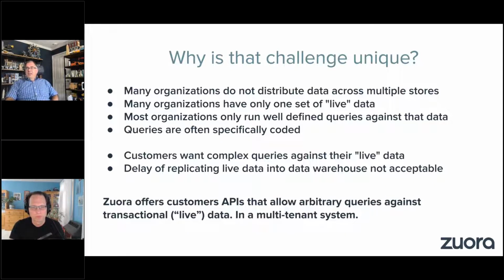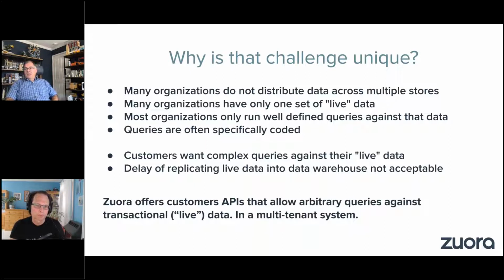Many organizations have only a single set of live data. So if I'm running an e-commerce site or a social network, I have one set of data. We don't have that at Zuora. We're a multi-tenant system. We have thousands of customers, and each of them has their own set of live data, and this data has very different properties. We have customers that have not many accounts, but many subscriptions. We have customers that have many accounts and then only a few subscriptions per account, and everything in between. So the live data sets that our customers use are very, very different.